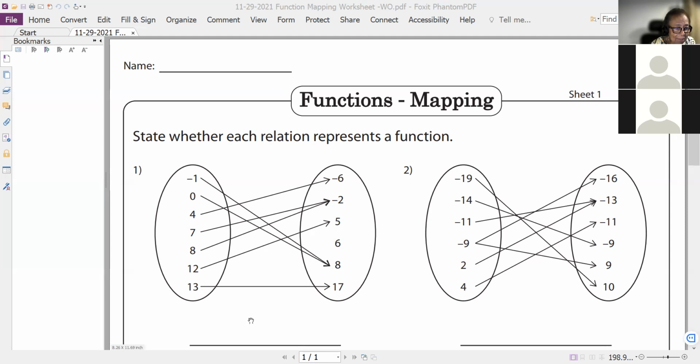Why? What makes it not a function? Let's guess. Well, 1 only maps to 8. 0 only maps to 8. 4 maps to a -6. 7 maps to a -2. 8 maps to a -2. That's two. 12 maps to 5, and 13 maps to 17. So each number over here only maps to one number over here. So yes, it is a function.